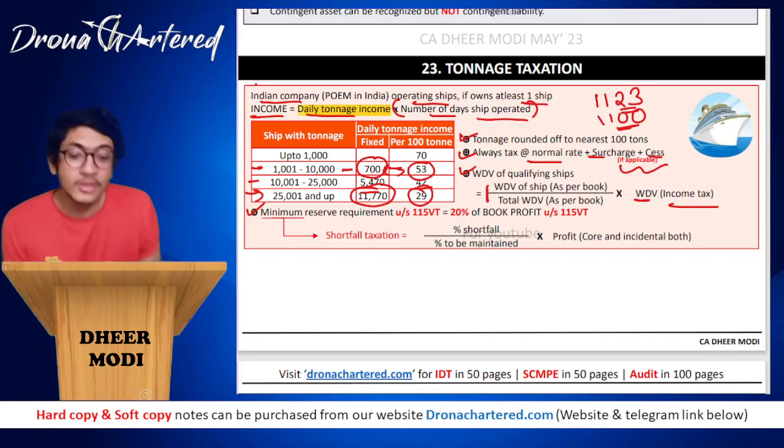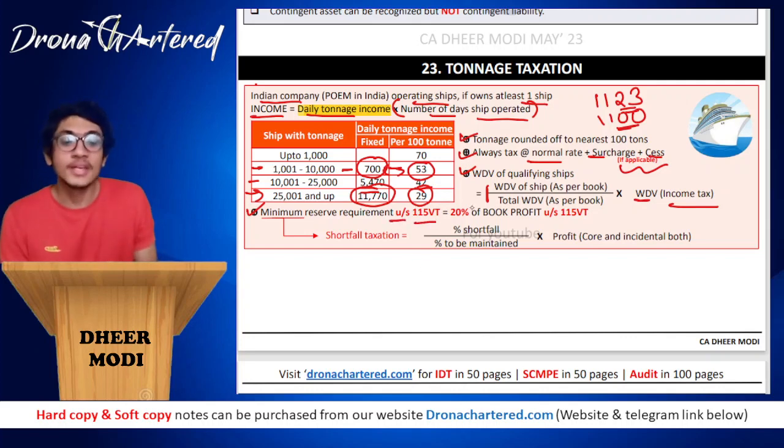That is a minimum reserve requirement. They have to keep some minimum reserve under section 115VT, that is 20% of book profit under section 115VT.